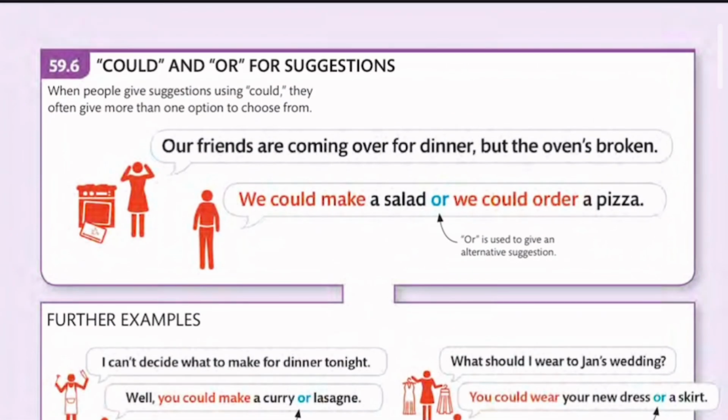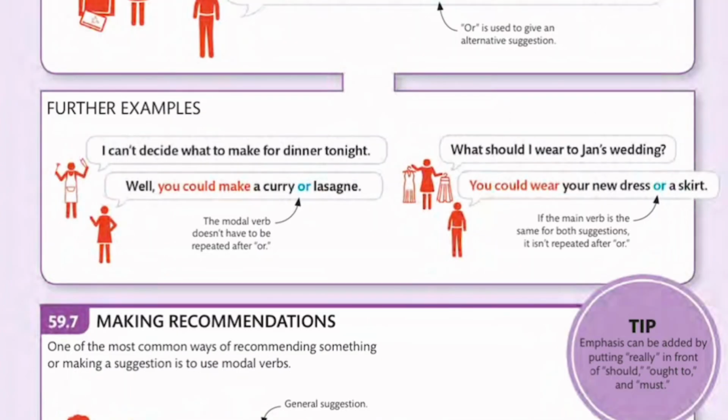Let's talk about could and or for suggestion. When people give suggestions using could, they often give more than one option. Our friends are coming over for dinner, but the oven is broken. We could make a salad or we could order a pizza. You can see. Let's look at further examples. I can't decide what to make for dinner tonight. Well, you could make a curry or a lasagna.